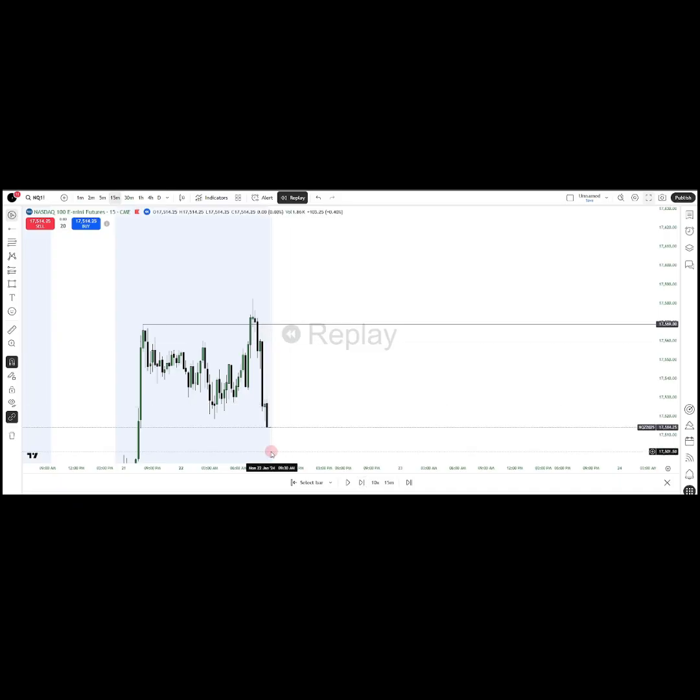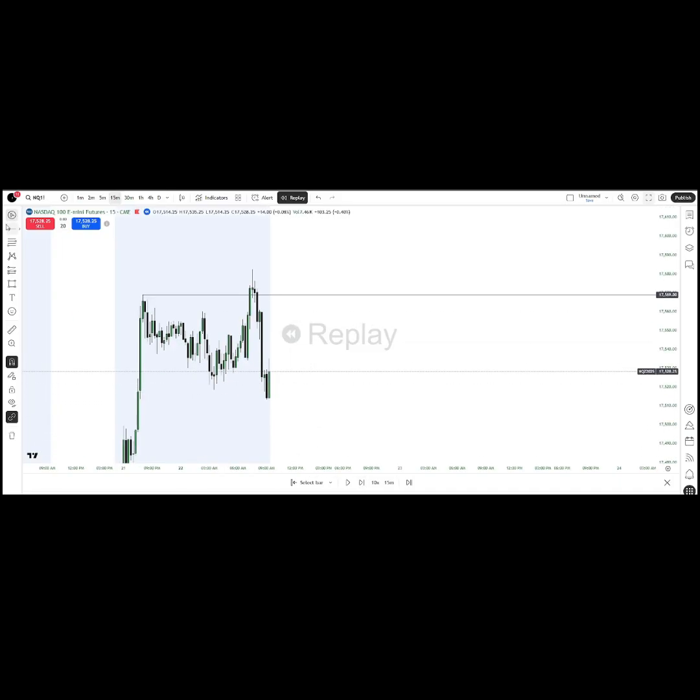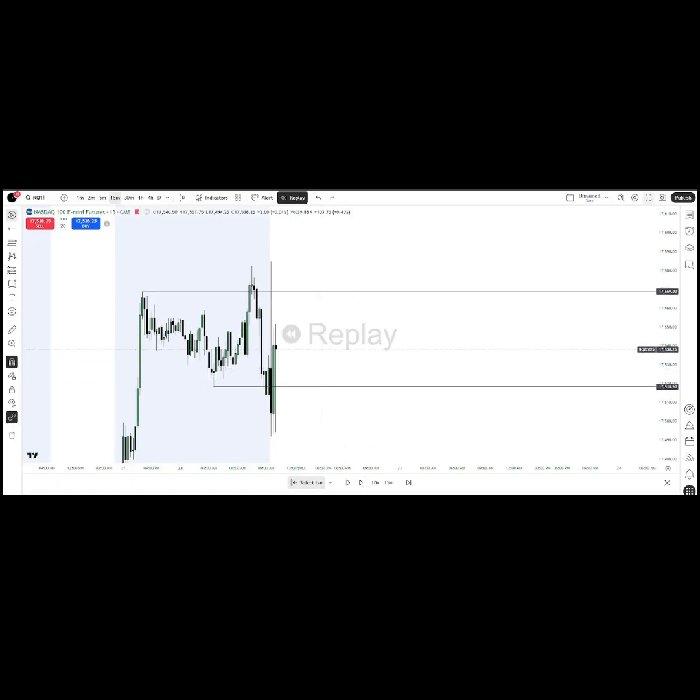Okay, we get a huge drop off, which I expected to happen because we were anticipating for price to come down to this low right here. Okay, and what happens next? Let's go back a little bit.